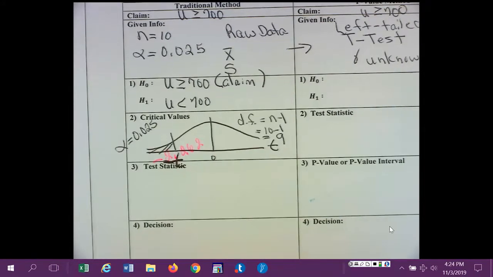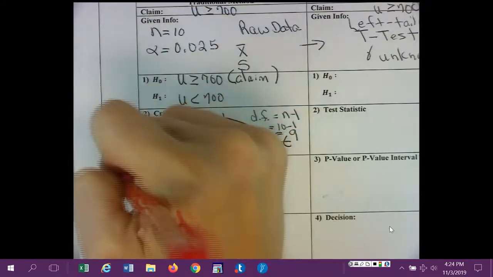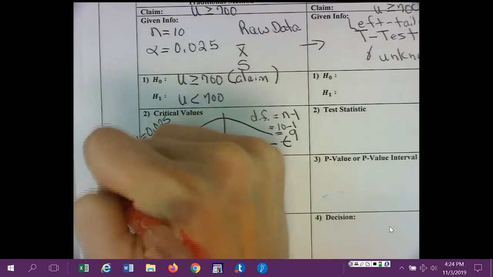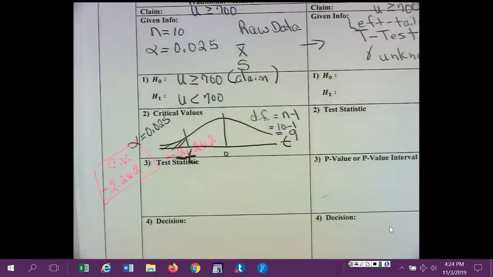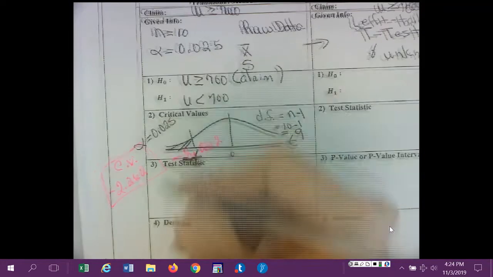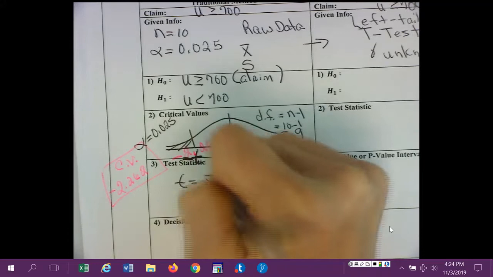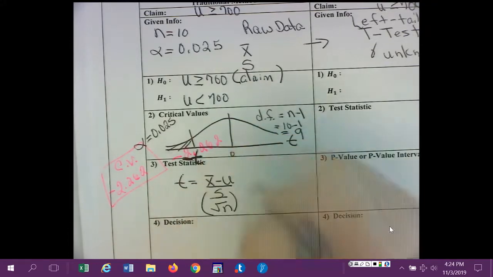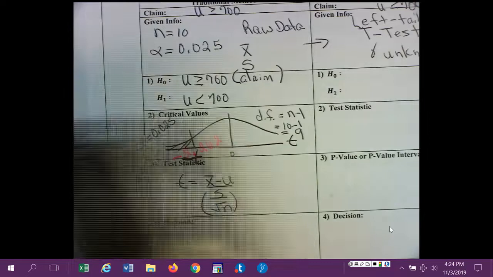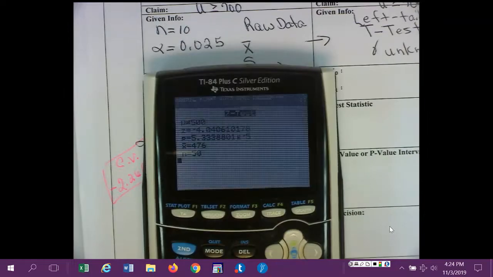So since it's hard to see, I'm going to write this off to the side. Your CV is a negative 2.262 for this problem, and it better be negative based on where it's located, and it's a left-tailed t-test. Test statistic. T is equal to x bar minus mu, over s over the square root of n. Well, guess what? We haven't calculated our raw data. So I'm going to take the time to put our raw data in the calculator.